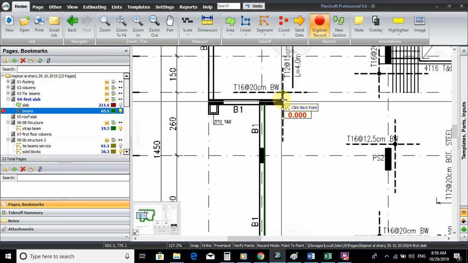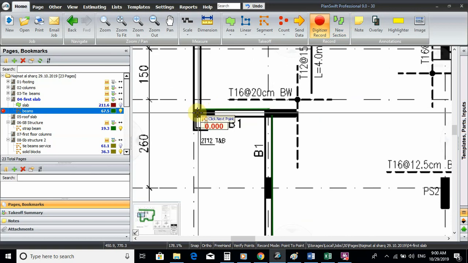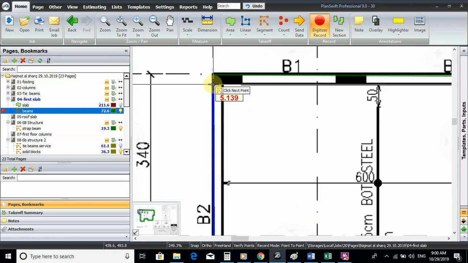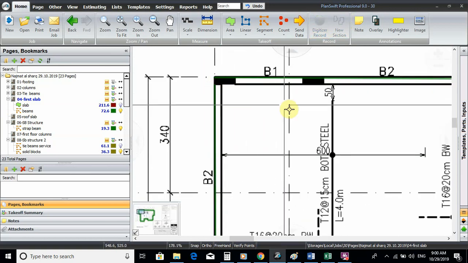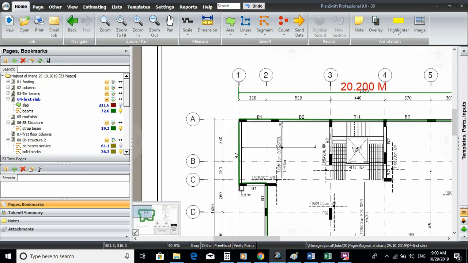I take this column on the slab. I will not take it again, because I already took it with the slab. So let's take from here. Okay, don't take the column two times. Because this part took it, I stop here.